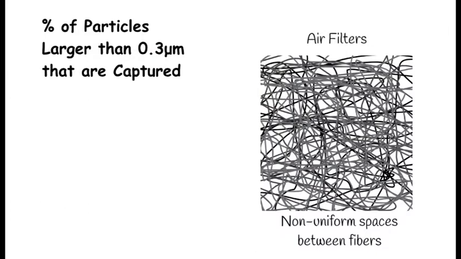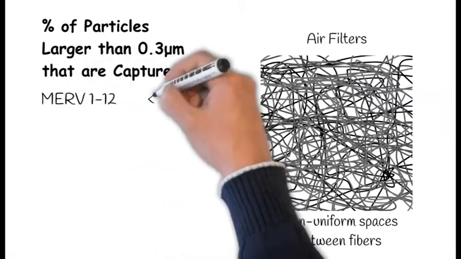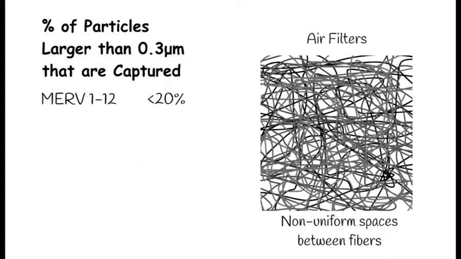Filters used in HVAC systems use what's called the MERV scale. Filters that are designated MERV 1 through 12 are designed to protect the HVAC equipment by keeping detritus and very large particles like leaves out of the HVAC system so that the fans and other equipment are not damaged.